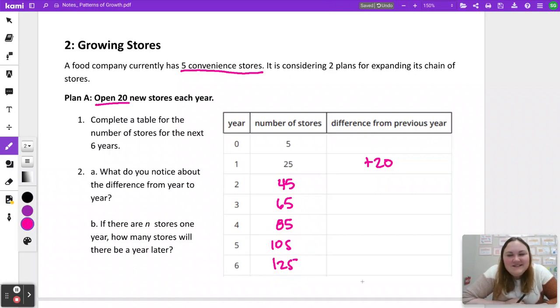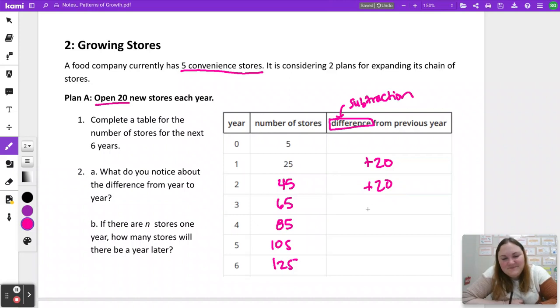There is this last column here about the difference from the previous year. So if I'm comparing that 45 stores to the previous year of 25 stores, what's the difference in those numbers? We've heard difference in terms of subtraction. So you can use that to help you find that difference. Or just like we had done up here, you can think, what would we have to add to get from one to the next? The difference of 45 and 25 is 20. We were adding another 20 stores to get to 45.